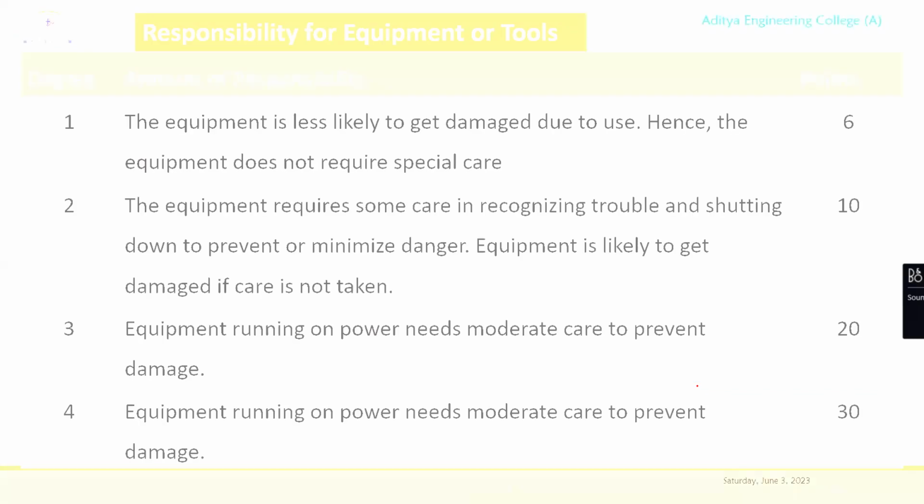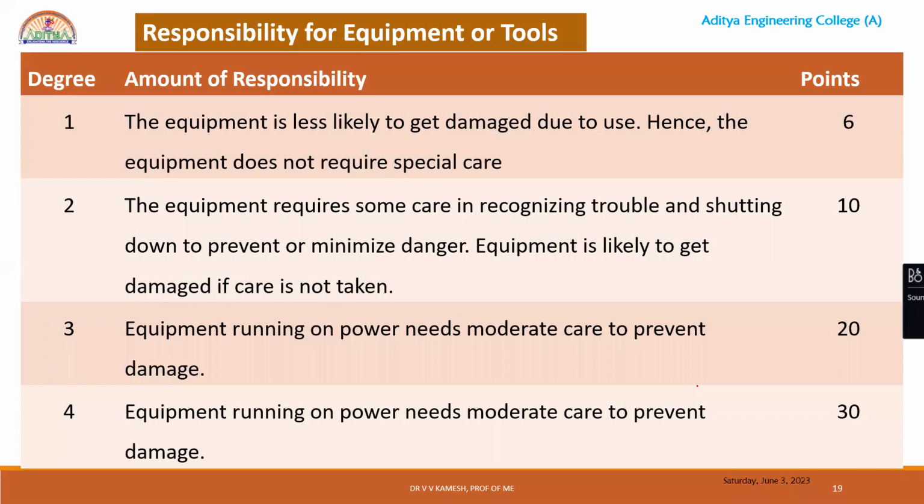Okay, so I will show you. Now look at this. This is one subfactor, right? So for a particular job, first degree. First degree means the equipment is less likely to get damaged due to use. Hence, the equipment doesn't require special care.